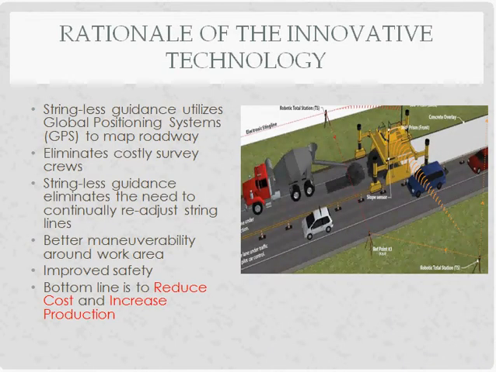The rationale behind stringless guidance is where they use GPS to map the roadway in order to guide the machine. This eliminates the need for a costly survey crew to go out and get elevations and set string lines, and with the string line readjusting, we've also eliminated that need. Some of the benefits of that, reducing the string lines, are better maneuverability around the work area. Improve safety so personnel aren't working close to heavy machinery.